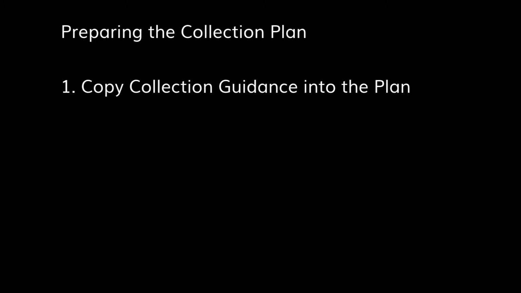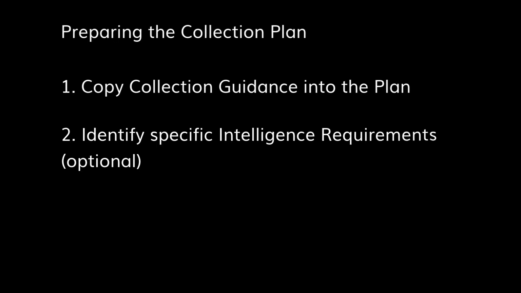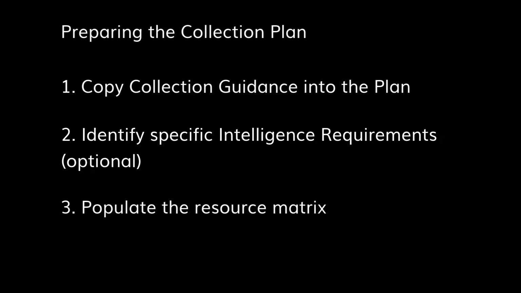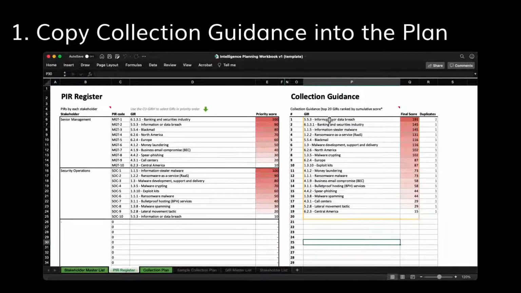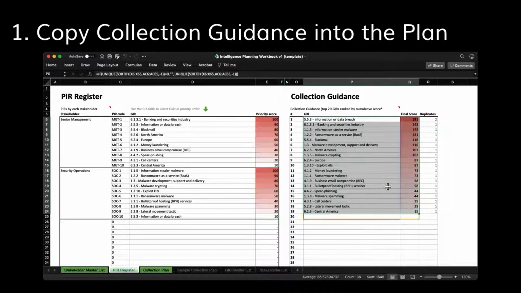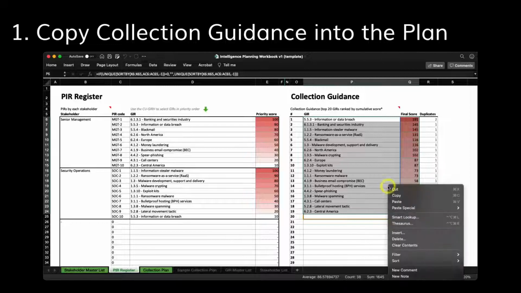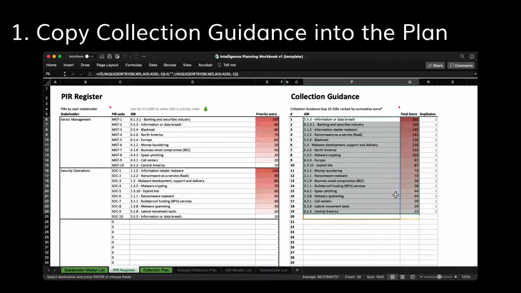Completing the collection plan takes 3 steps. Copying our collection guidance, identifying specific questions for each PIR. This is optional, but I'll walk through this in just a second. And we're going to populate our resource matrix for each PIR. So first, we'll need to copy our collection guidance into the collection plan tab in our workbook. This ensures we are aligning our needs assessment, what we'll do in our collection plan, directly to our stakeholder requirements, which is in our collection guidance.